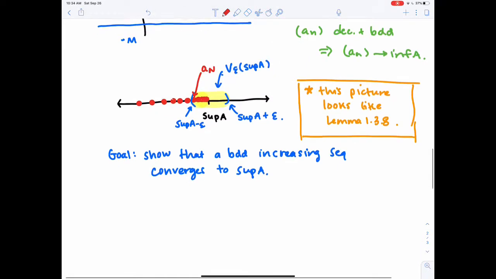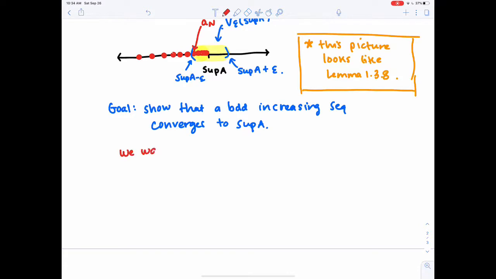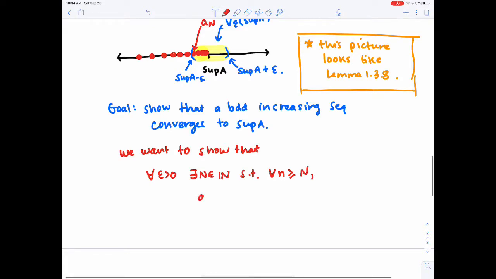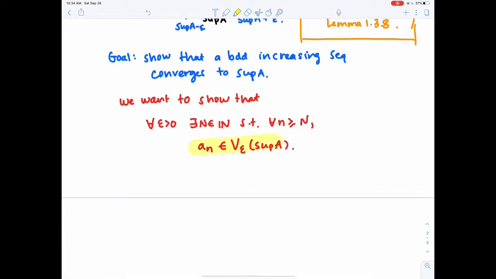So let's write out precisely what we want to show. We want to show that for all epsilon greater than 0, there exists a capital N in the natural numbers such that for all little n greater than or equal to capital N, a_n is in V_epsilon of sup A. Now, another way to conceptualize being in this neighborhood is to say that we're looking for sup A minus epsilon to be strictly less than a_n, which is strictly less than sup A plus epsilon. So we're trying to show that inequality is met.